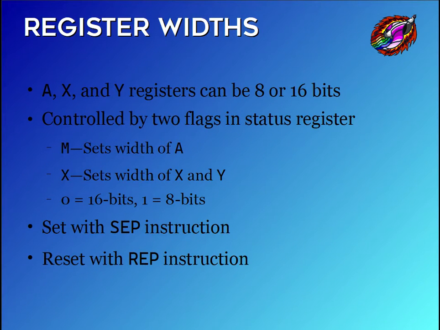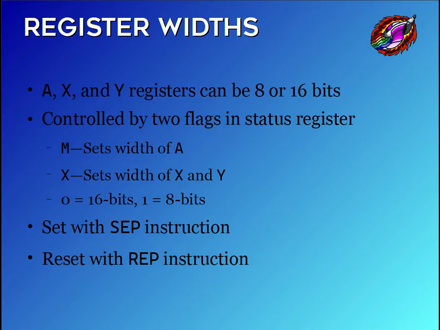Now, before we actually get into that, one of the little wrinkles with the 65816 processor is that those three registers, A, X, and Y, can have two different widths. The register can be 8 bits wide, meaning it can store a value from 0 to 255, or it can be 16 bits wide, meaning it can store a value from 0 to 65535 or something like that. We need to have some way of specifying whether we're working with 8-bit values or 16-bit values.